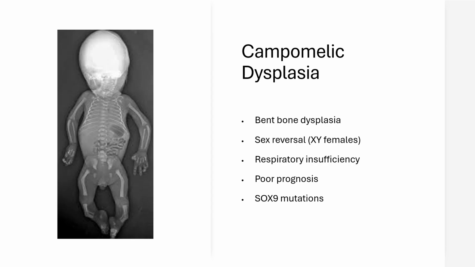The poor prognosis reflects the combination of severe skeletal abnormalities and the respiratory complications. Understanding that SOX9 mutations cause this condition helps explain why such diverse systems are affected. This gene acts like a master switch, controlling multiple developmental pathways during embryonic formation.